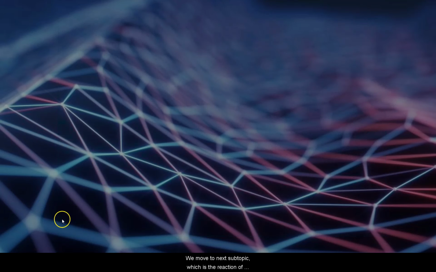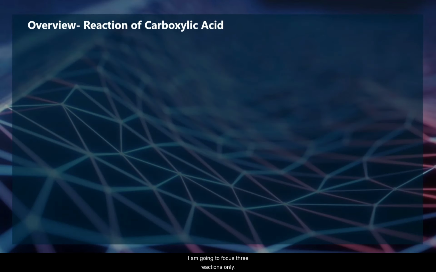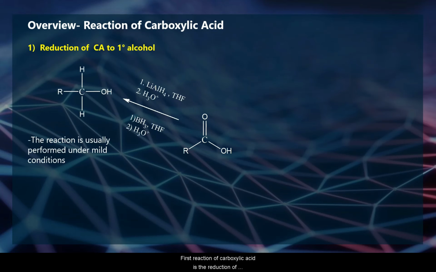We move to the next subtopic, which is the reaction of carboxylic acid. For your syllabus, I am going to focus on 3 reactions only. First reaction of carboxylic acid is the reduction of carboxylic acid to primary alcohol. This is the vice versa reaction for oxidation of primary alcohol from the previous subtopic.